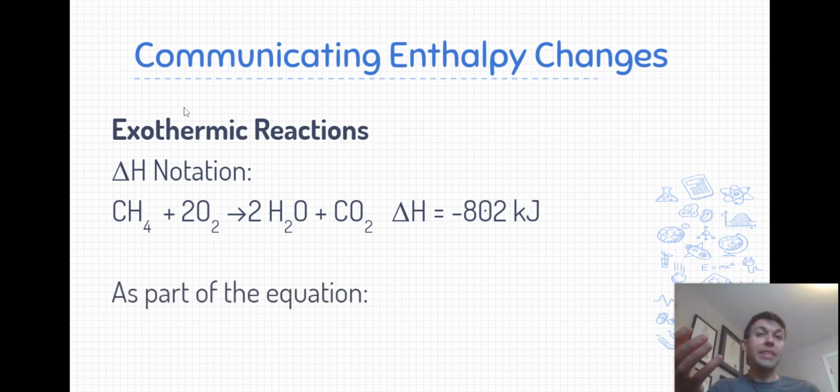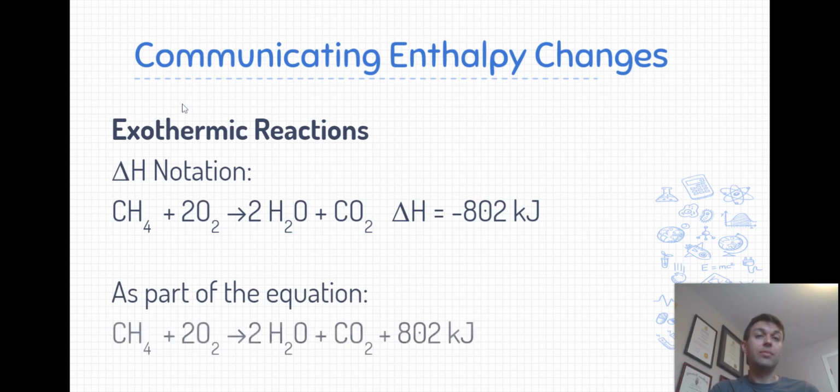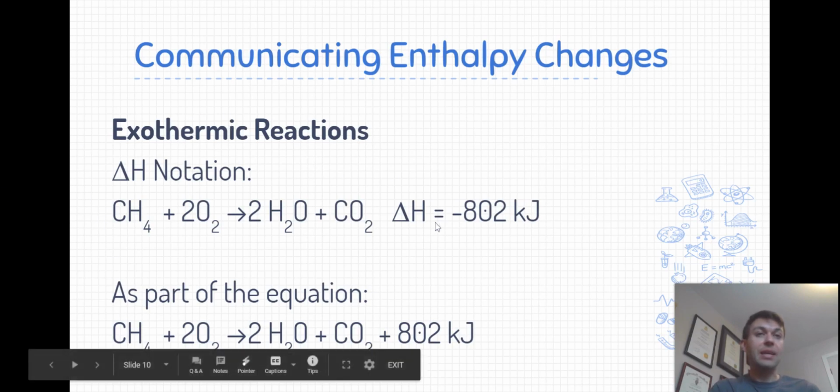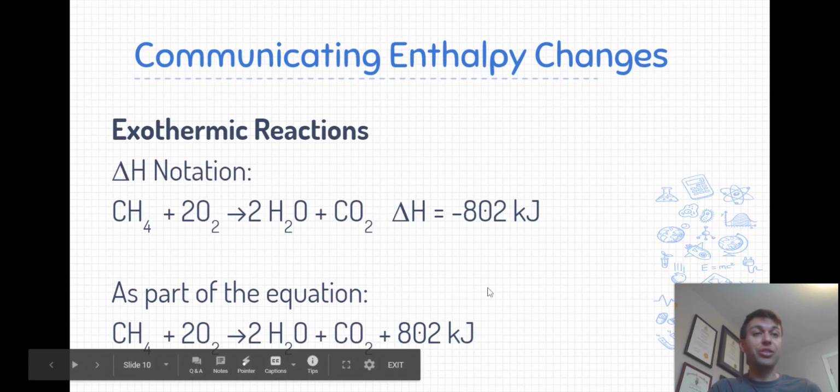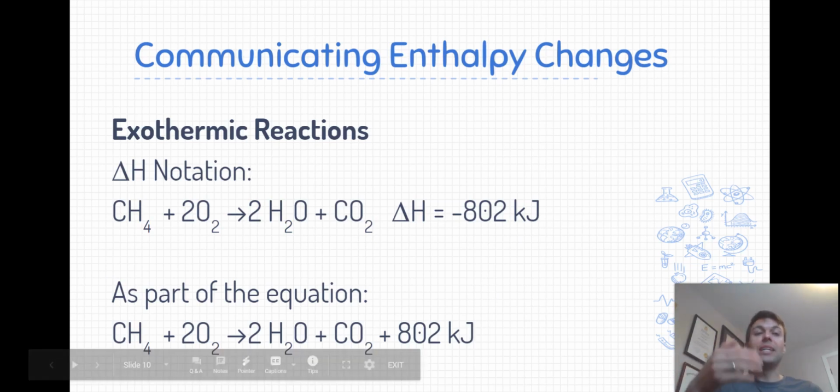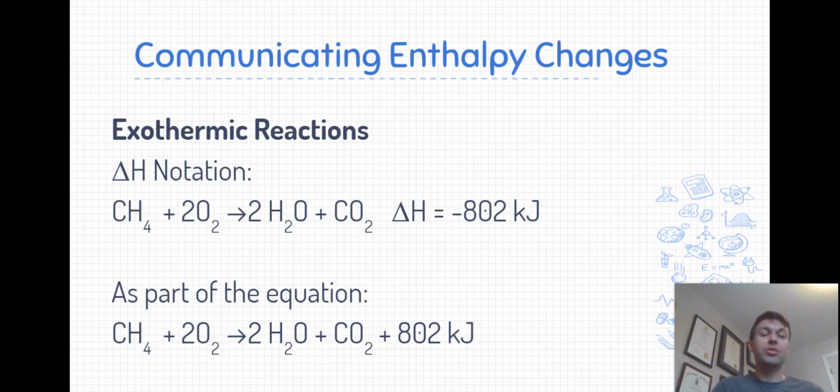We can also write this as the heat term being part of the chemical equation. In an exothermic reaction, heat is produced. So we are going to write the heat term on the product side. So these two notations indicate the same thing. Delta H being less than 0 indicates an exothermic reaction. An energy term written on the product side of a chemical equation also indicates an exothermic reaction.